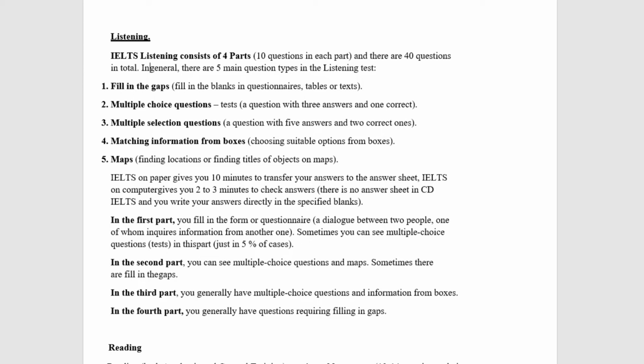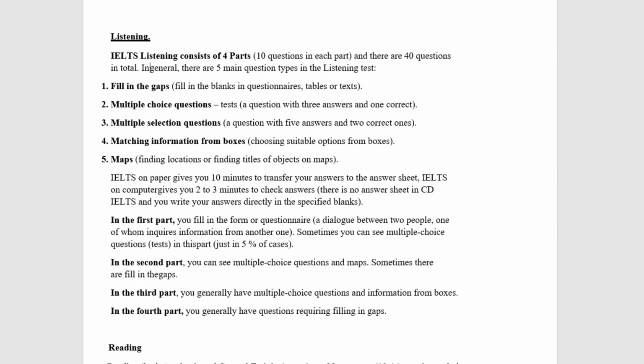These are fill in the gaps questions, like fill in the blanks. This may be multiple choice questions, like 3 options and you need to choose 1 correct. Multiple selection questions, a question with 5 answers and you need to choose 2 correct ones. Matching information from boxes, when you need to fill in the information using options from boxes. And maps, where you need to locate some information or places on maps.